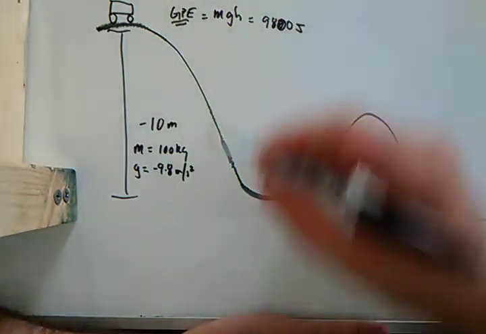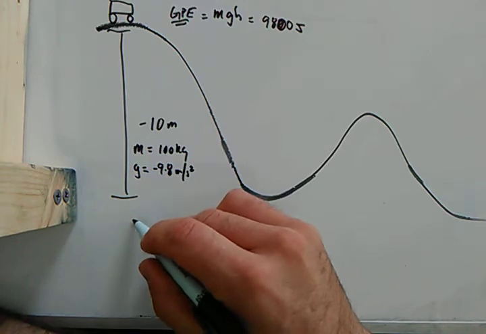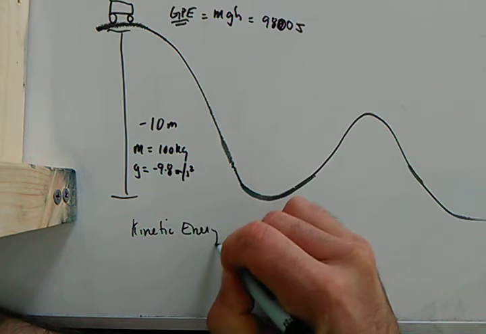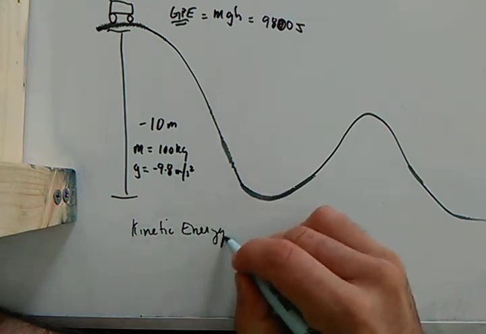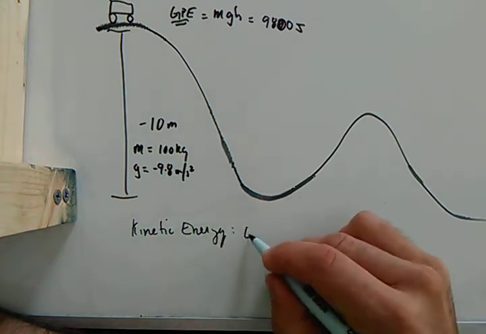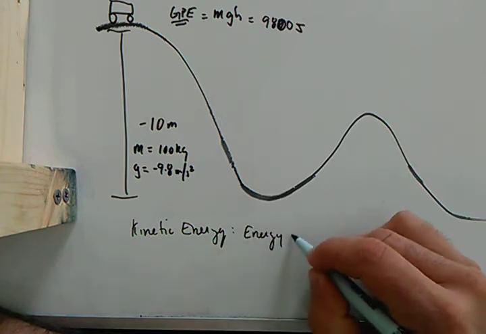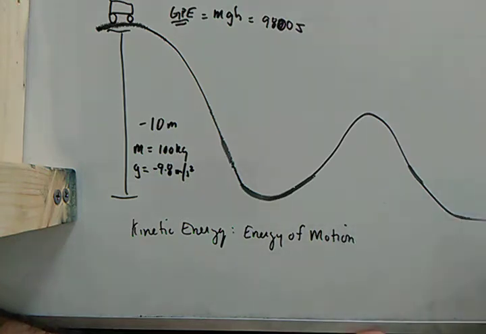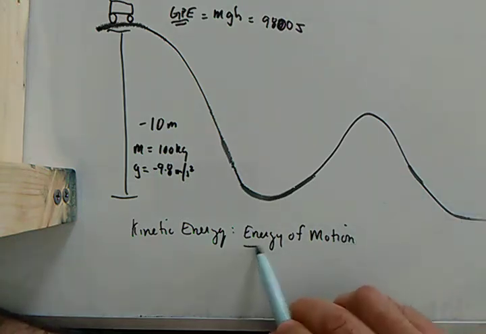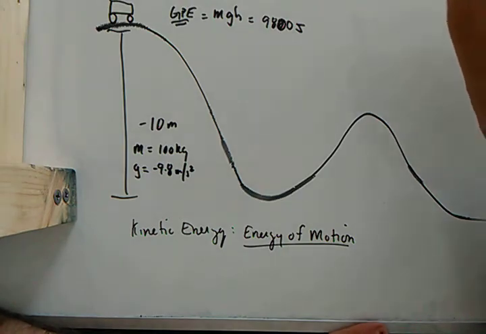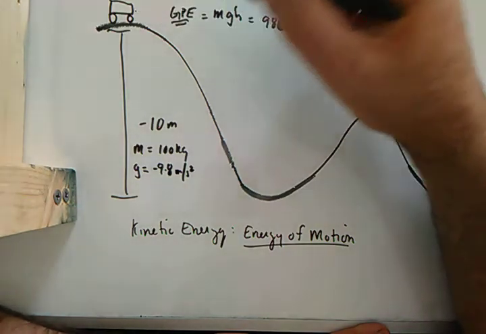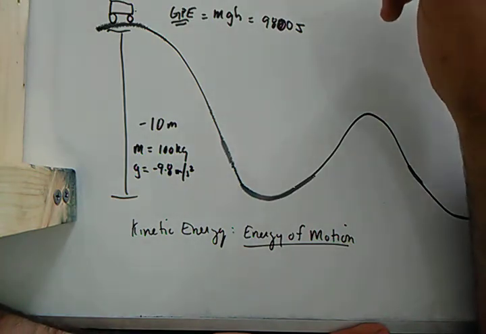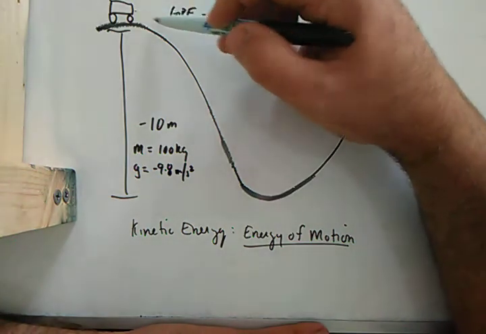Okay, so I'm just going to write down a little definition here for you. Kinetic energy is the energy of motion. Okay, that's all nice. It's nice to know what it is. It's the energy of motion. So at this point, this cart at the very top, if it's not moving, does not have any kinetic energy. Okay, so let's talk about what happens when I let the cart go.